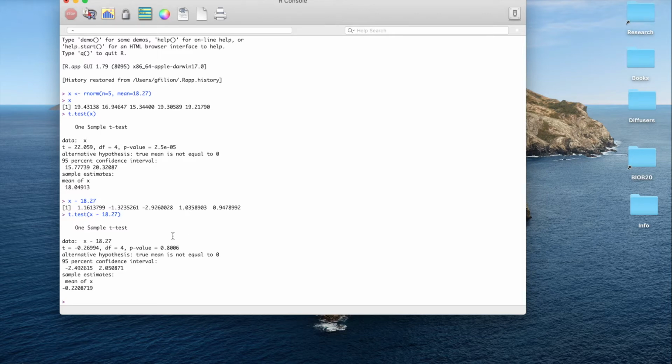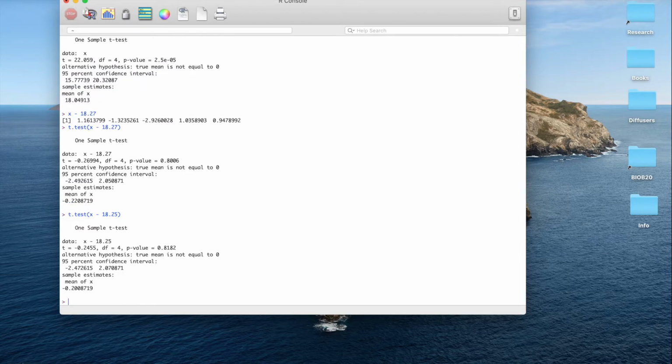It's interesting to look at the result of the test for other null hypotheses. If I test a null hypothesis that the expected value of x is 18.25, I obtain a high p-value. It's 0.82. Even higher than previously, so I accept the null hypothesis. It may seem strange to accept two different null hypotheses, but it is important to understand that accepting a null hypothesis just means that we believe that it is consistent with the data. It does not mean that we take it as the truth.